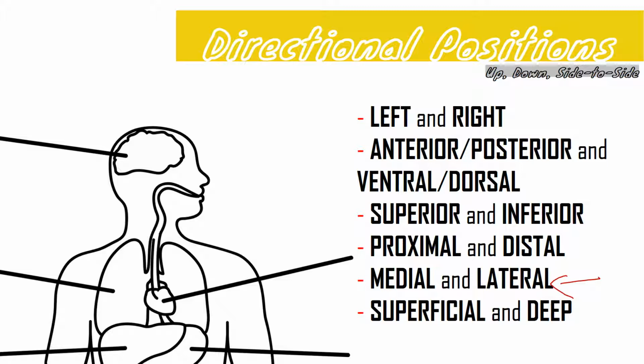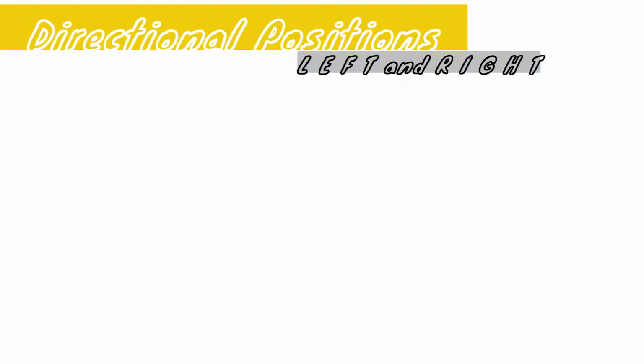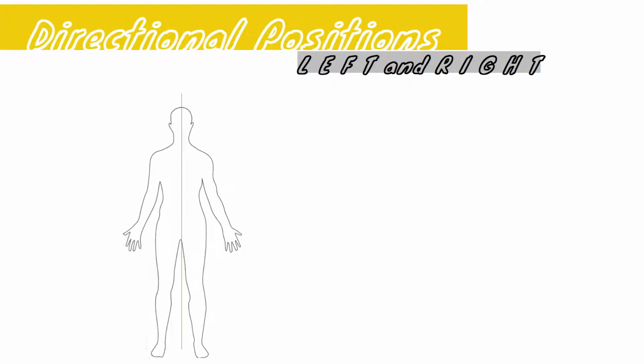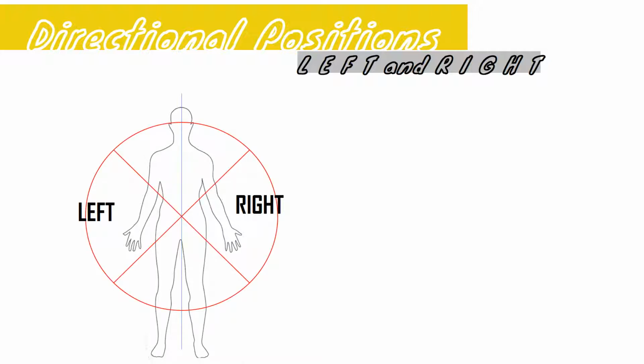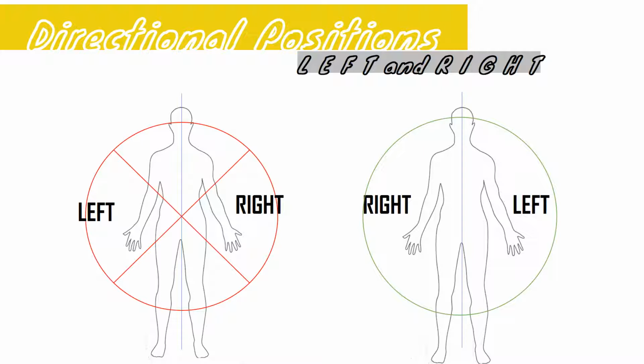So the first thing we'll discuss is left and right. The first thing that we're going to learn for directional positions is left and right. What is left and what is right when you're describing something on the body? It's pretty simple. The thing that you need to remember is that we're using the patient's perspective to describe left and right, not your own.